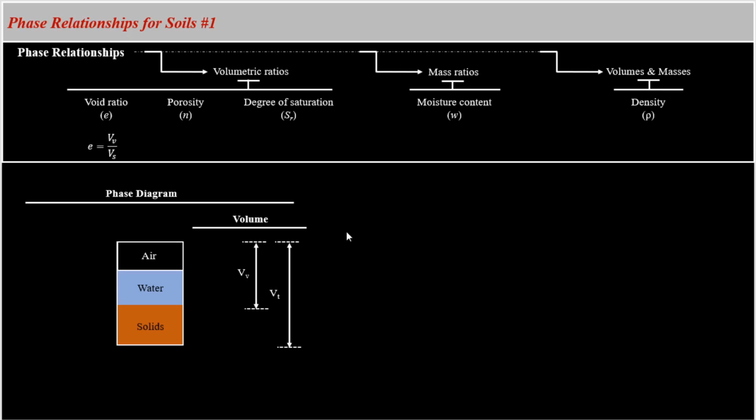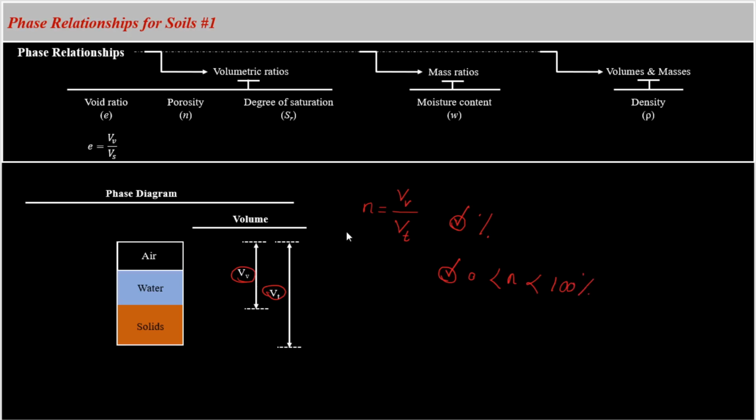The next parameter here is the porosity. The porosity is shown by n and is equal to the ratio between the volume of voids and the total volume, which you can see here. The porosity numerically shows how much voids we have in our soil sample within the total volume. Porosity is typically shown as a percentage, and mathematically the values of porosity can be anywhere between 0 to 100%.